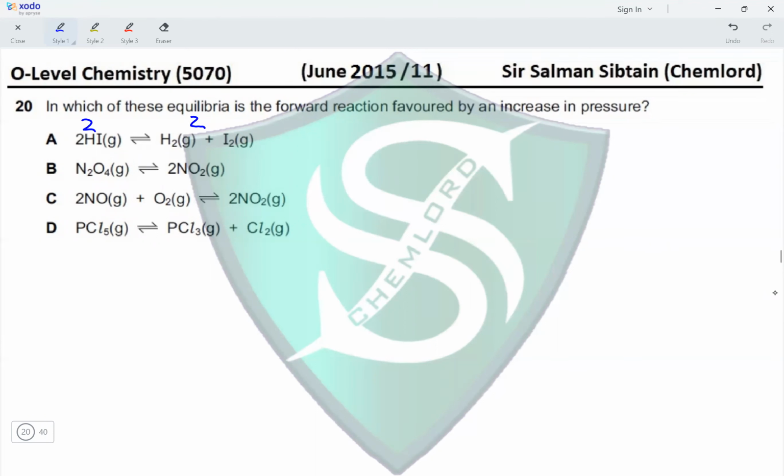In the case of B, there are 2 moles of products. So equilibrium will be favored in the backward direction when pressure increases. In C, we've got 3 moles of reactants and 2 moles of products. So in this case, an increase in pressure will shift the equilibrium towards the right. And in D, we've got 1 mole of reactants and 2 moles of products. So an increase in pressure will shift the equilibrium towards the left. The question asked, in which of these equilibria is the forward reaction favored? So the correct option for this question is option C.